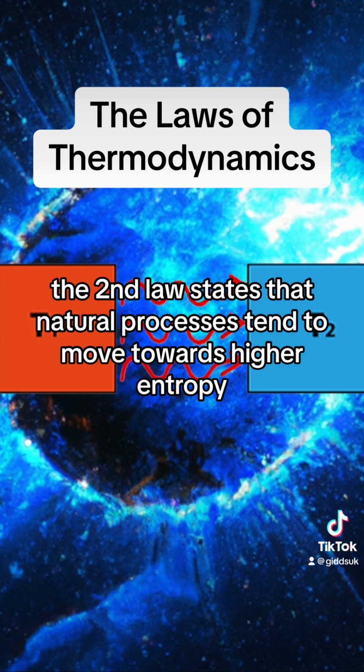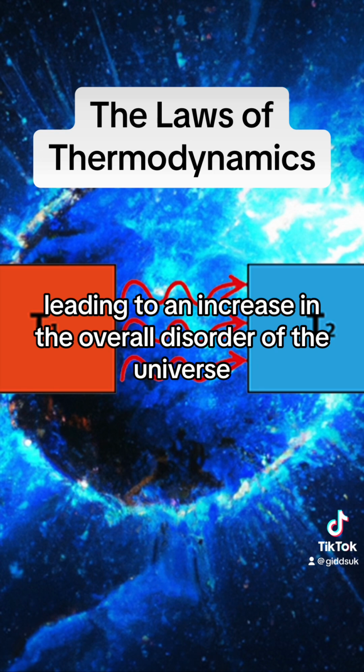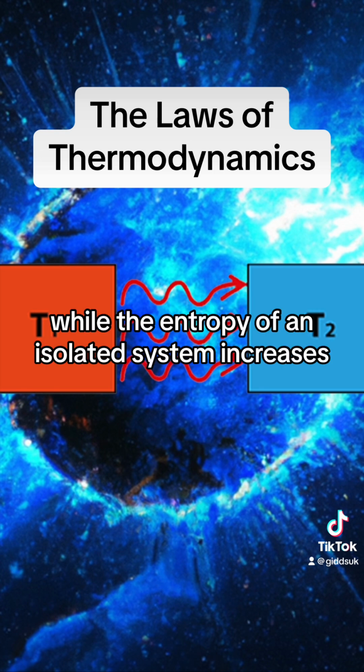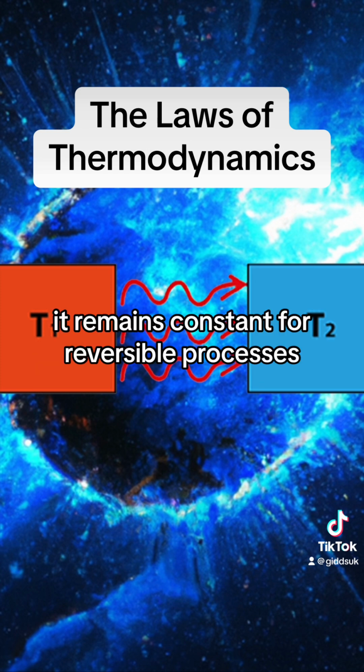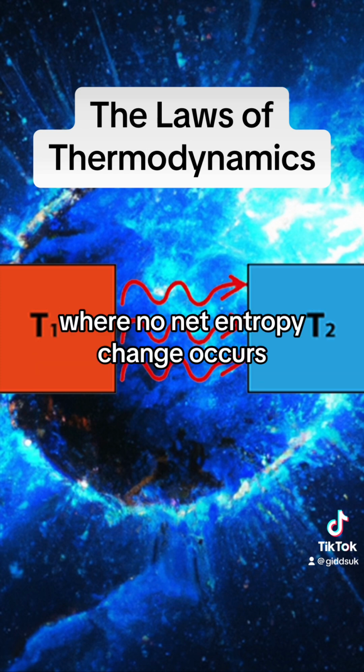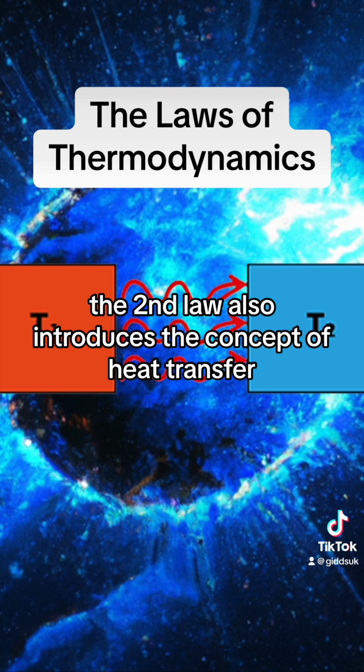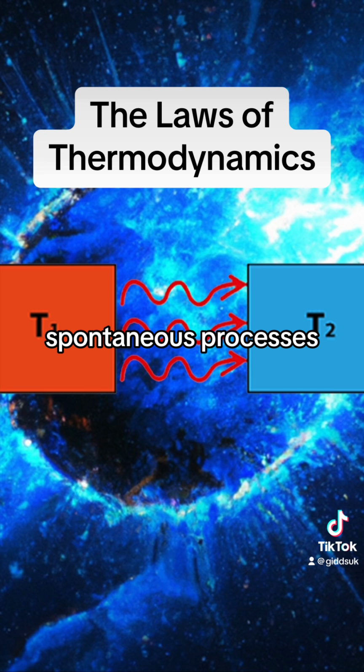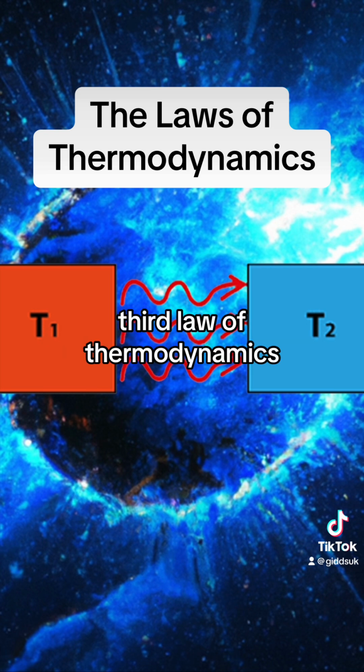The second law states that natural processes tend to move towards higher entropy, leading to an increase in the overall disorder of the universe. While the entropy of an isolated system increases, it remains constant for reversible processes, where no net entropy change occurs. The second law also introduces the concept of heat transfer, spontaneous processes, and the direction of time. 4. Third law of thermodynamics.